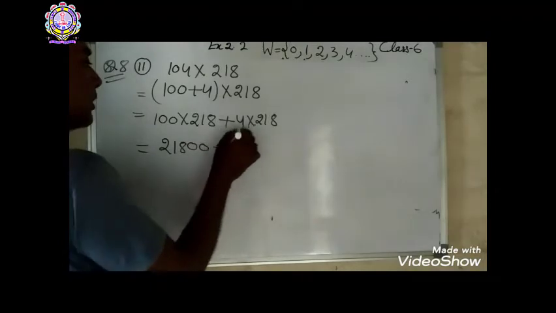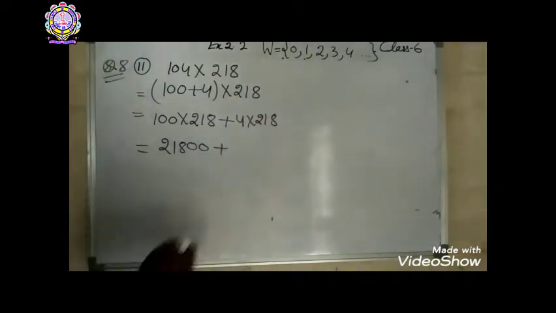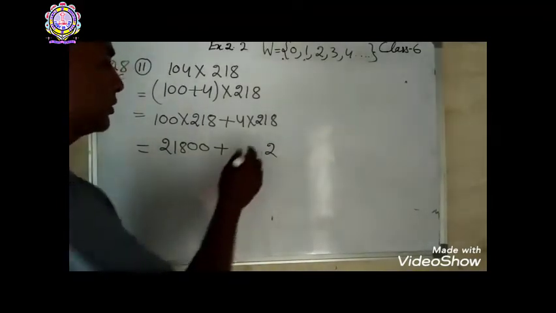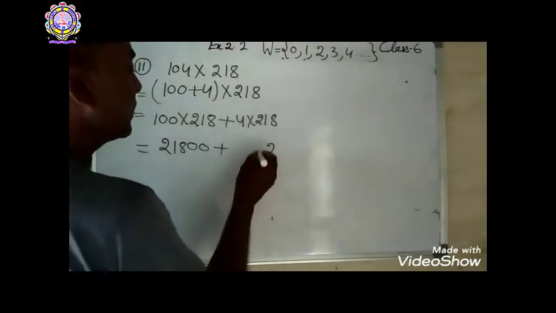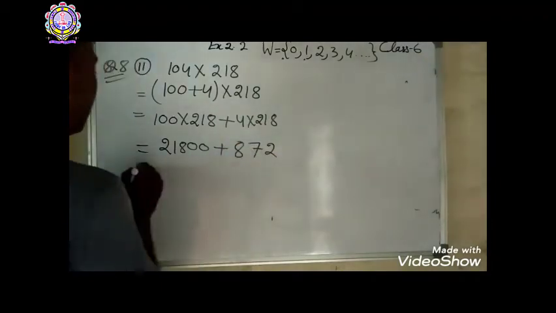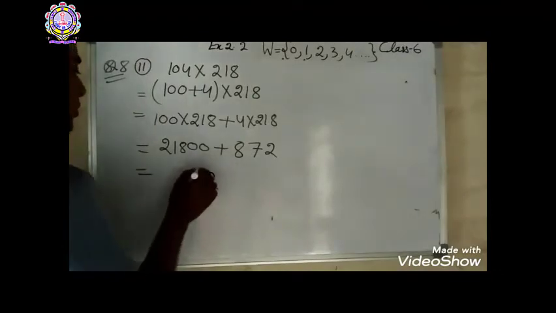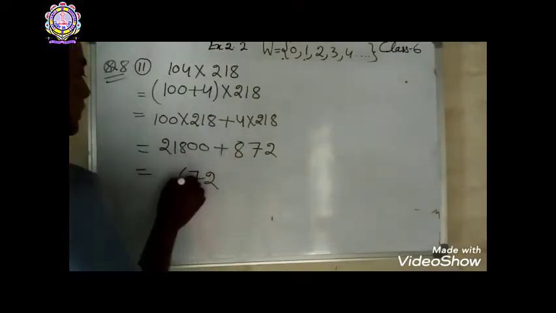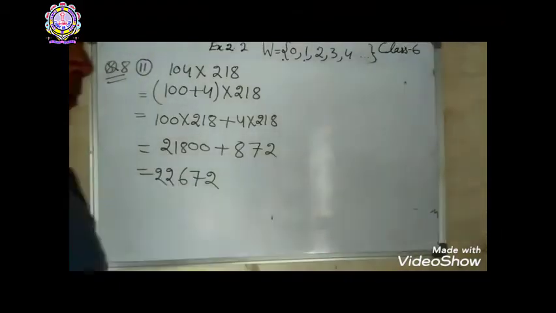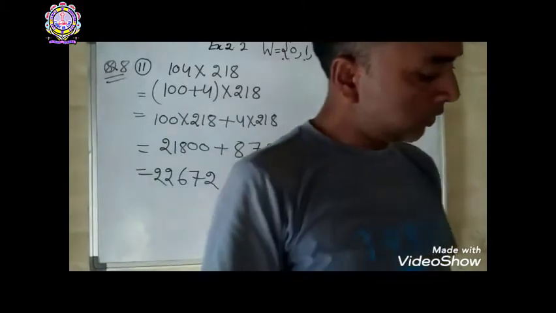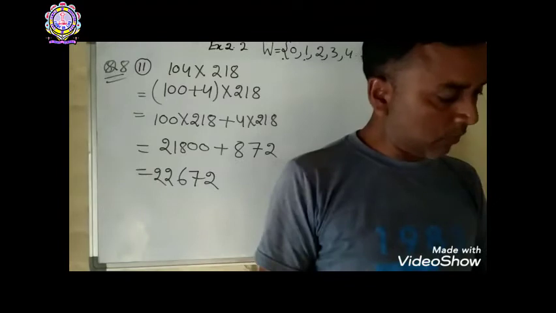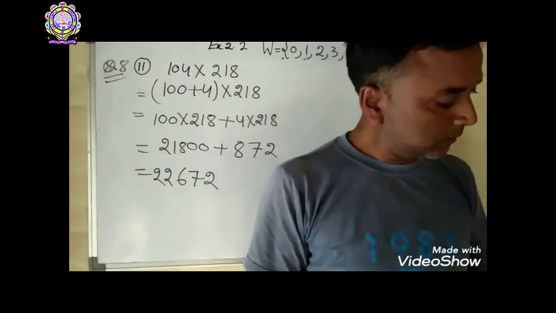21,800 plus multiply by 4. 4 eights are 32, get a 2, 3 carry. 4 ones are 4 and 3, 7. 4 twos are 8. And now add it. You get 2, 7, 8 and 16, 1 carry, just 2 and 2. So by the same method solve the remaining part of question number 8. I hope you solved the remaining part.